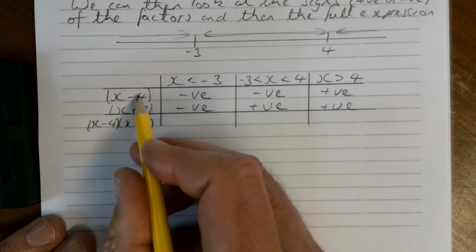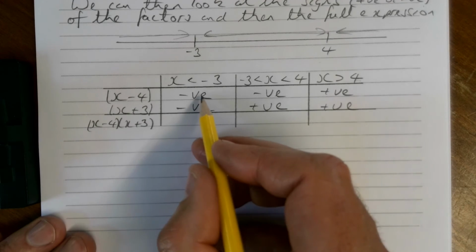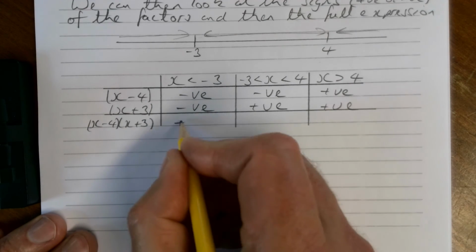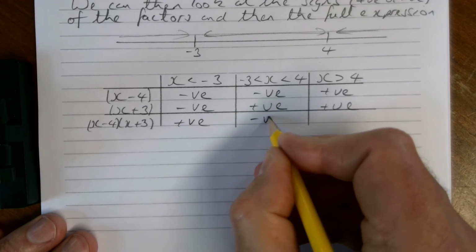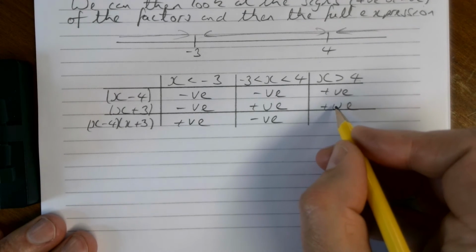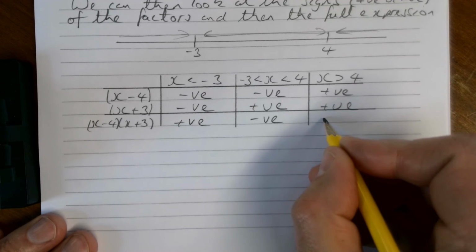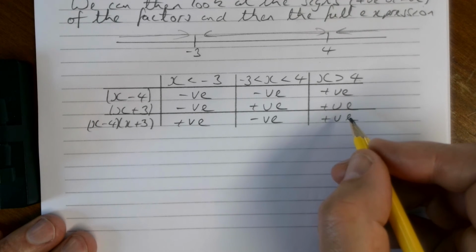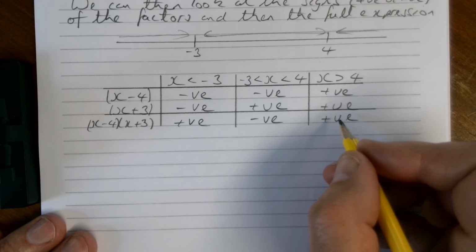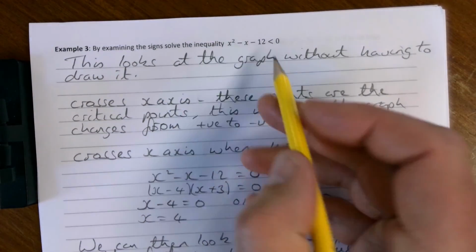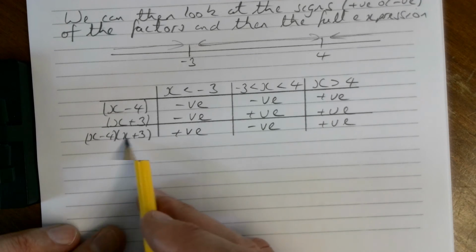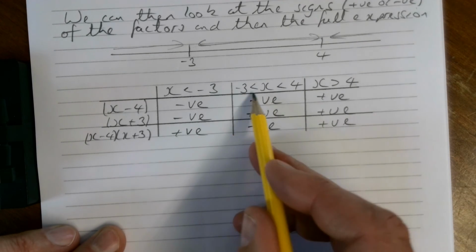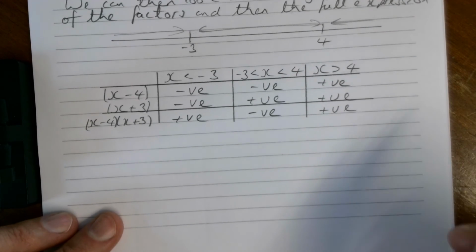This here will be this times this. So if we do a negative times a negative, we get a positive. If we do a negative times a positive, we get a negative. If we do a positive times a positive, we get a positive. The question asks us, where is this less than 0? That's the same as negative. So it's negative, this here is negative here, so in between -3 and 4, which would be our final answer.